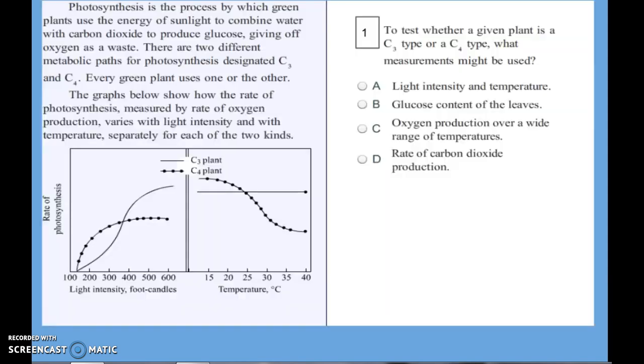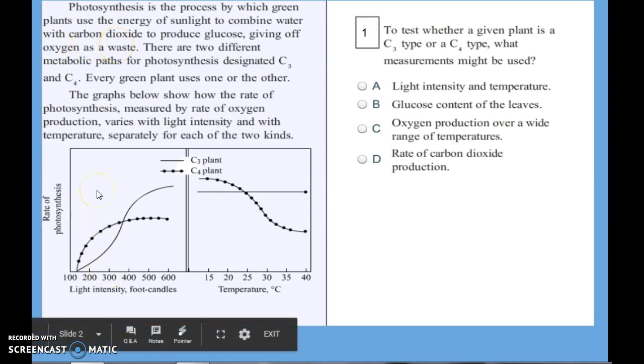Let's look at question number 1. So if you look at question number 1 and you read it through, we're talking about photosynthesis in plants. It says that there are 2 different metabolic paths for photosynthesis, designated as C3 and C4. Remember, photosynthesis takes in carbon dioxide to make sugars for itself, and it produces the waste of oxygen, so it gives oxygen off.